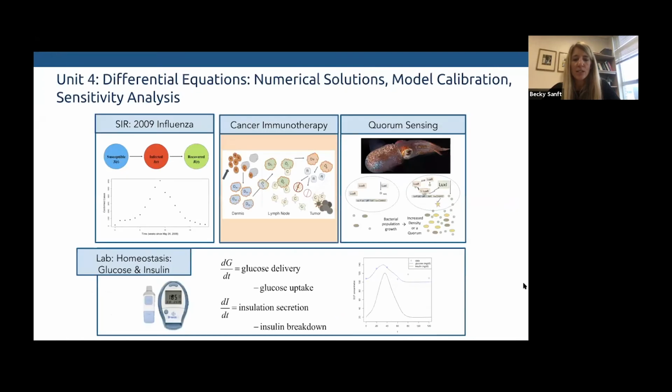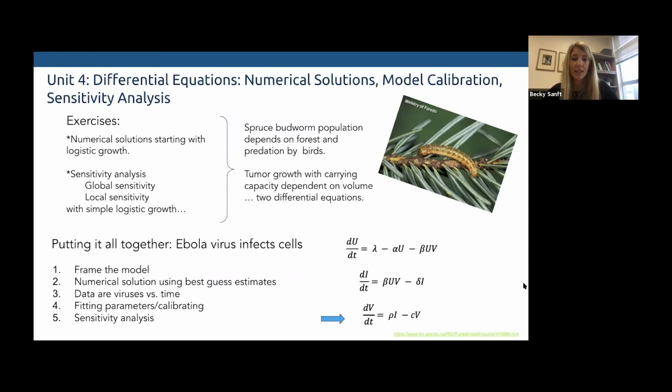And then in this one, we also have a culminating example at the end with Ebola virus. And so again, they're going from the beginning, all the way through the modeling steps, from framing the model all the way through sensitivity analysis.